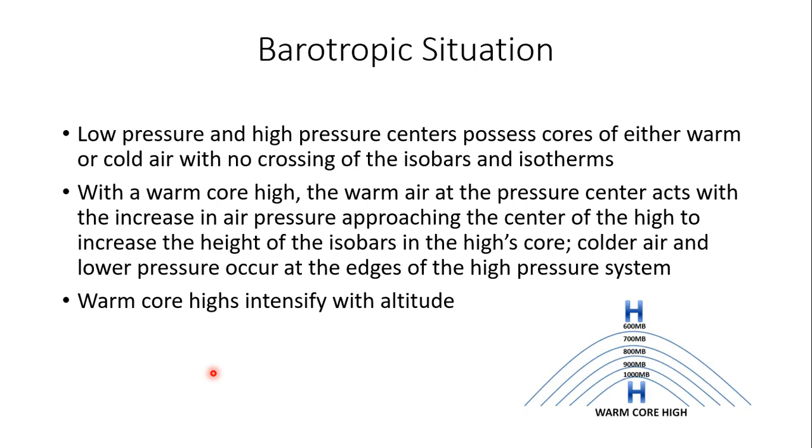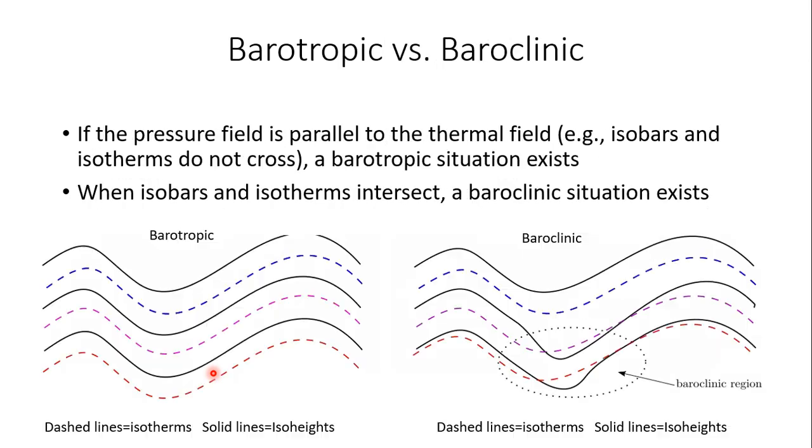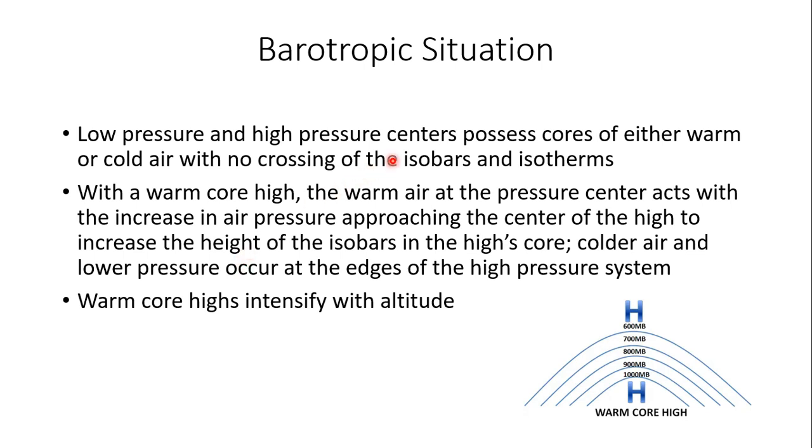Now with a barotropic situation, it's much different. The low and high pressure centers at the surface possess cores of either warmer or colder air, and there's no crossing of these isobars and the isotherms. So we're going to talk about four different systems that are actually considered barotropic. Again, the isotherms remain parallel to these isoheights. And that's what we're talking about here in bullet number 1 of this slide.